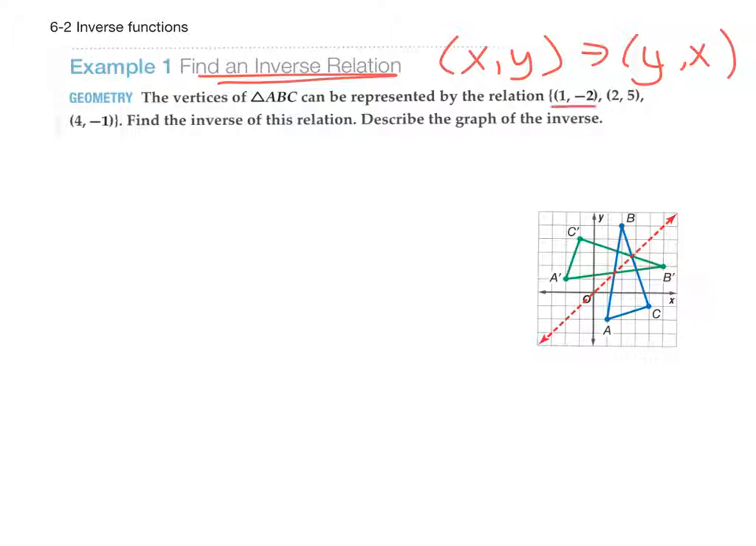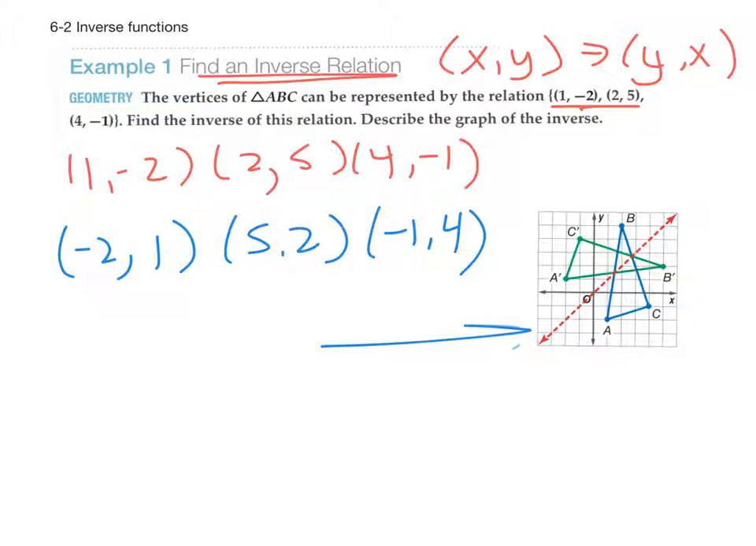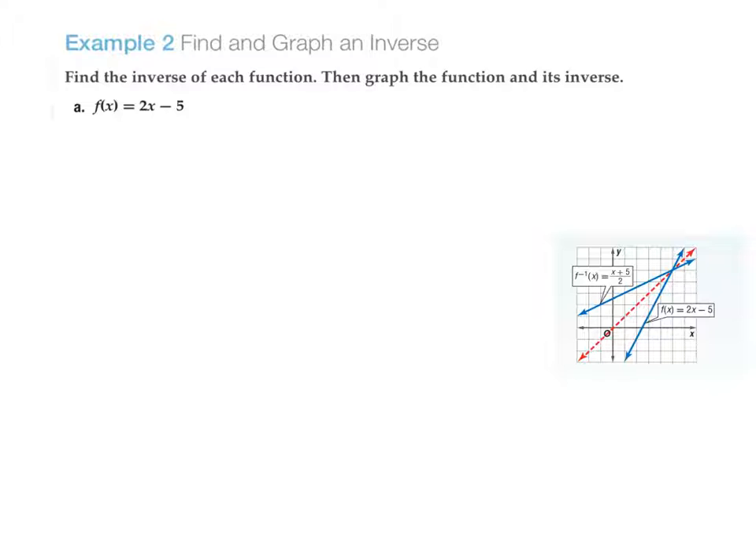So if you look at this relation, we have (1, -2), (2, 5), and (4, -1). If I want to know the inverse, I would switch the x and the y, and when we switch them, you would have new points, and if you were to graph them by looking over here on the right, you would have the inverse of this triangle.